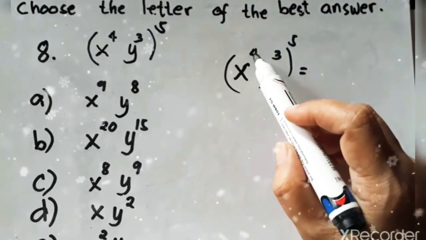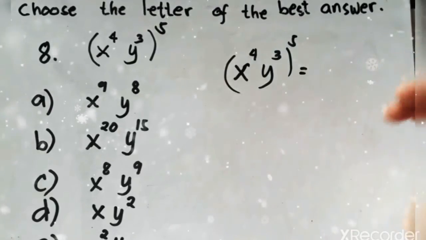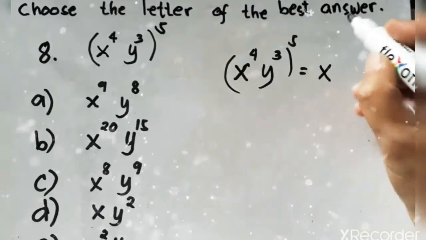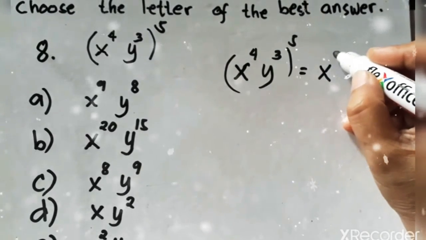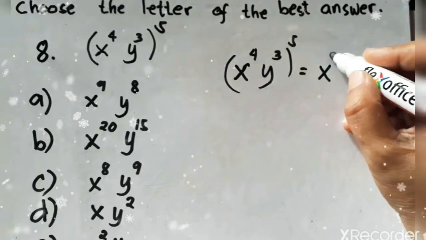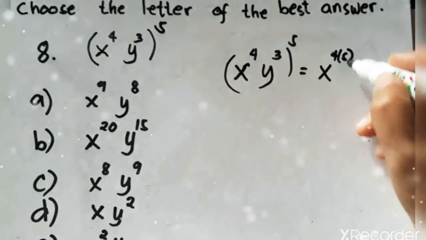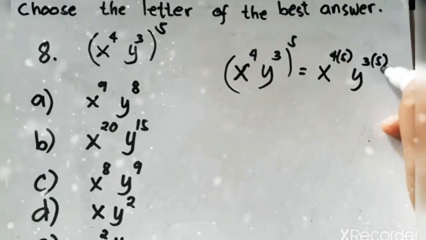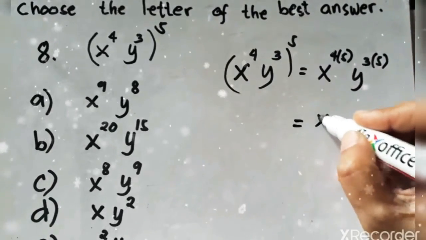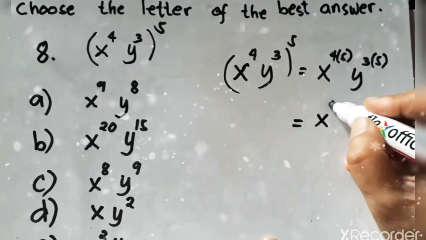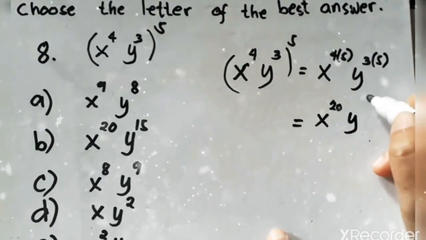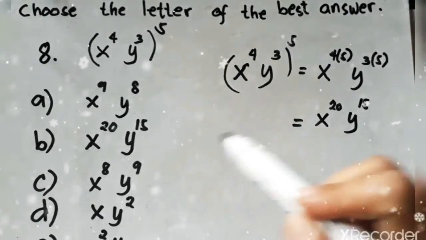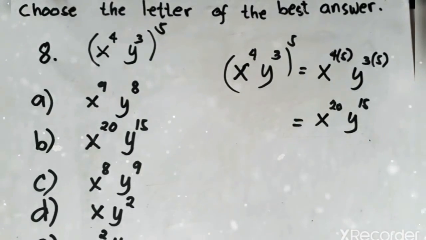So to raise a power to a power, just multiply the exponents. So for your x, 4 raised to the fifth is 4 times 5. And then for your y it is 3 times 5. So your answer is x to the power of 20 and y to the power of 15. So your answer is letter B.